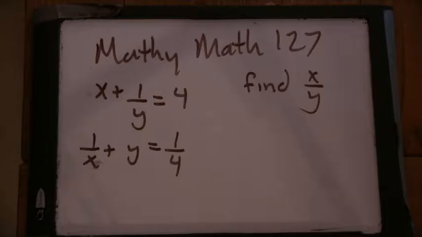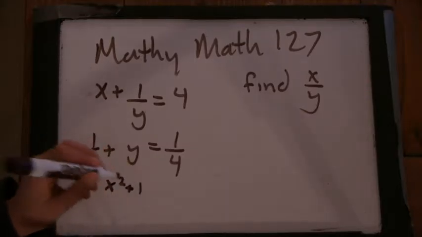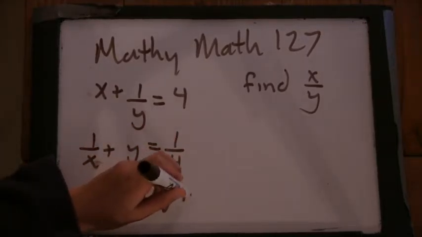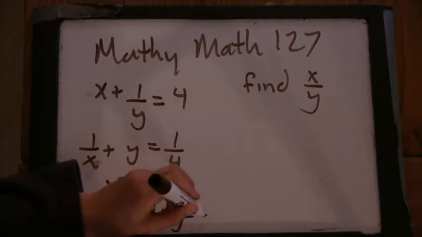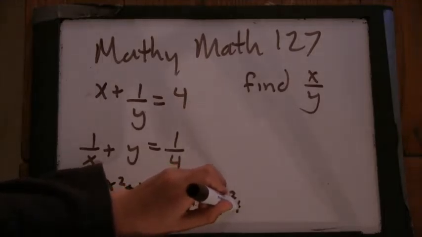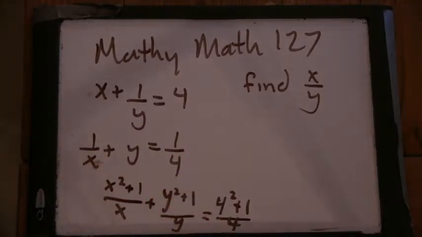This problem gave you a ton of trouble this morning. So what are some ideas that you had? Well, I tried adding these two equations. You'd get x squared plus 1 over x plus y squared plus 1 over y equals 4 squared plus 1 over 4. Interesting. It's an interesting pattern, but it could be just coincidence. Where do you think that pattern comes from?